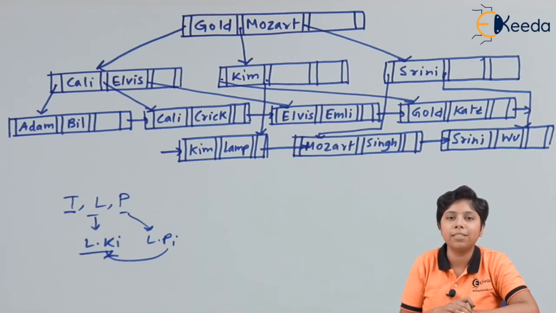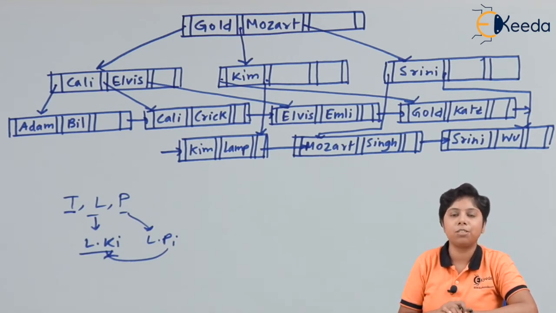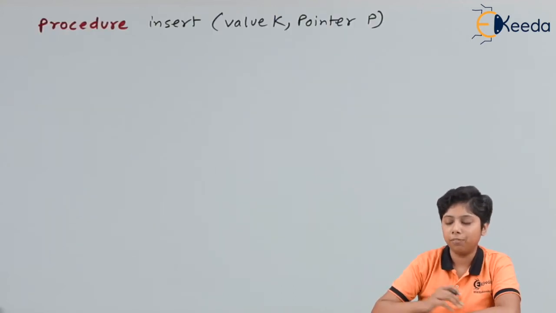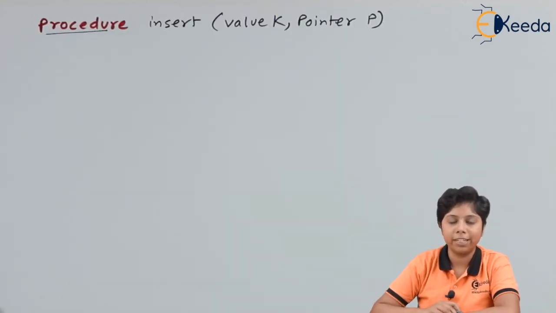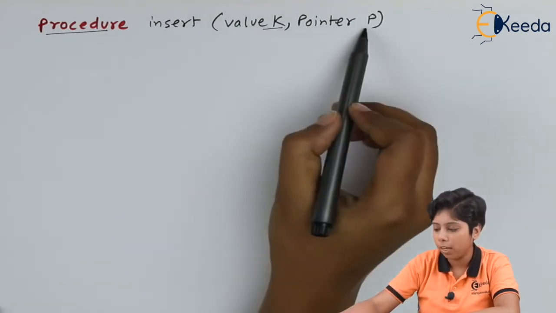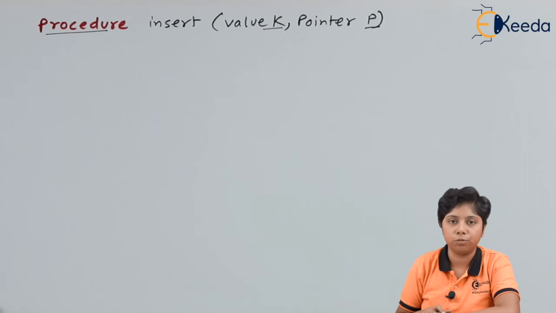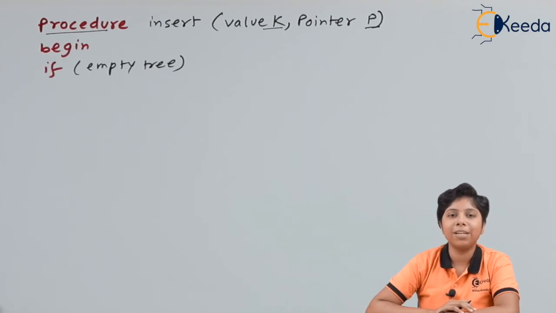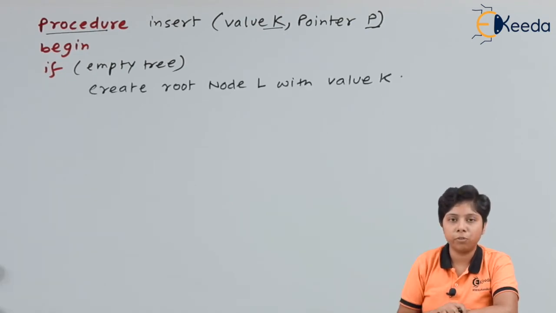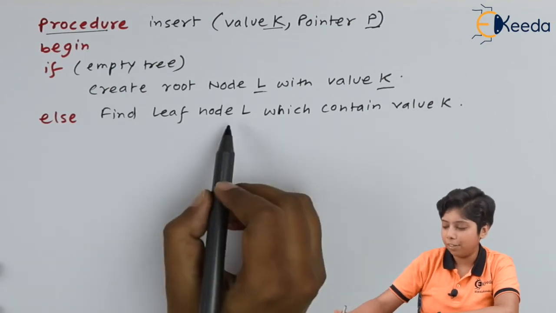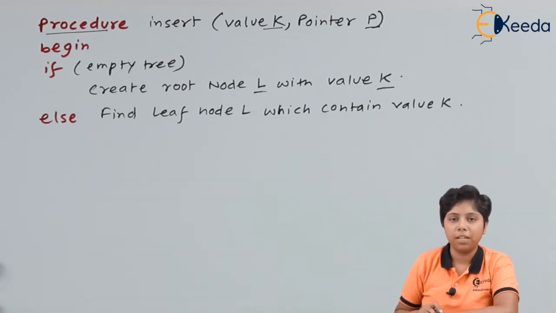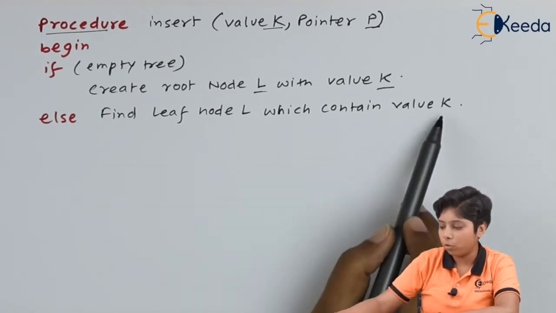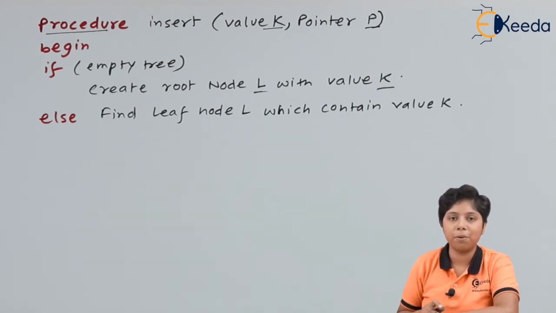Now we will see how to insert in an SQL query on a B plus tree index file. As we know, for the insertion we will need a procedure, because it will not return any value, and we will insert the value K with a pointer P that it will point to. Now the first case that we will solve is that the tree is empty. That means we are inserting the first node to the tree. So we will create a tree with the root node L and with value K. And now it will point to null because it is the first node. Now we will have the leaf node L which contains the value K. Now that we have found the value K within this leaf node L, next we will perform our next part.